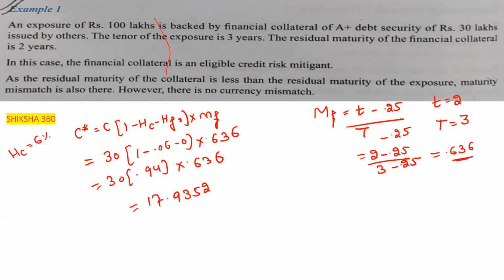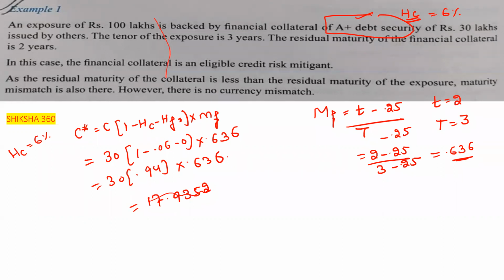They have given in the question the value, basically the haircut on the collateral security. Here basically the A plus debt security they have given you, that is 6%. Clear, no need to worry regarding that.